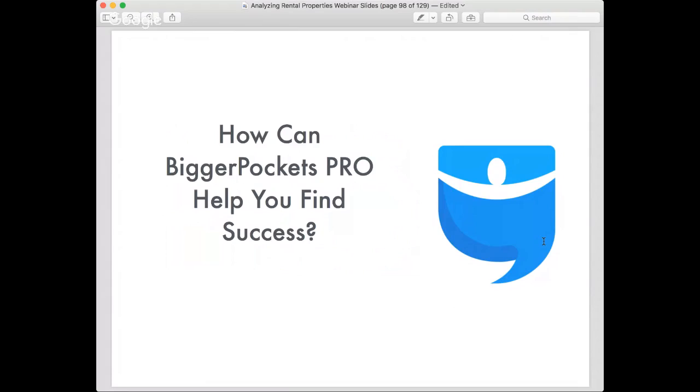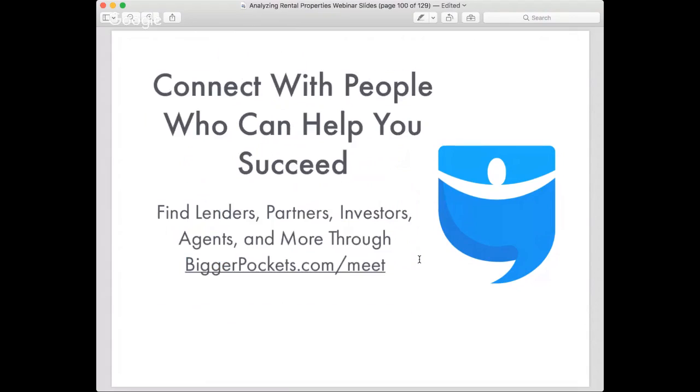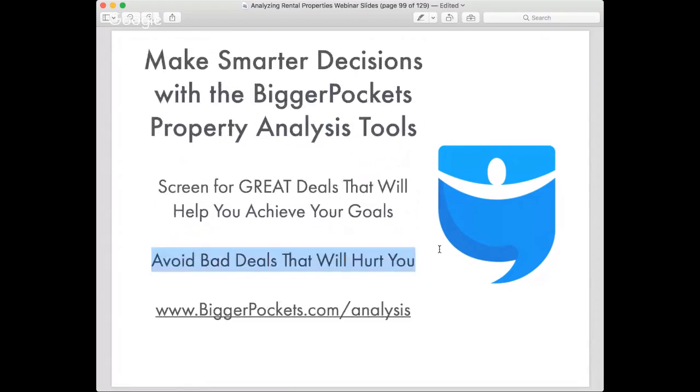So how can BiggerPockets Pro help you find that success? First of all, as a pro member, you can make smarter decisions with the BiggerPockets property analysis tools. You can screen for really good deals that are going to help you achieve your goals, find the numbers that work, and avoid buying the deals that are going to hurt you. Because some deals actually will hurt, and I don't want you to get hurt. Are you going to analyze those deals?